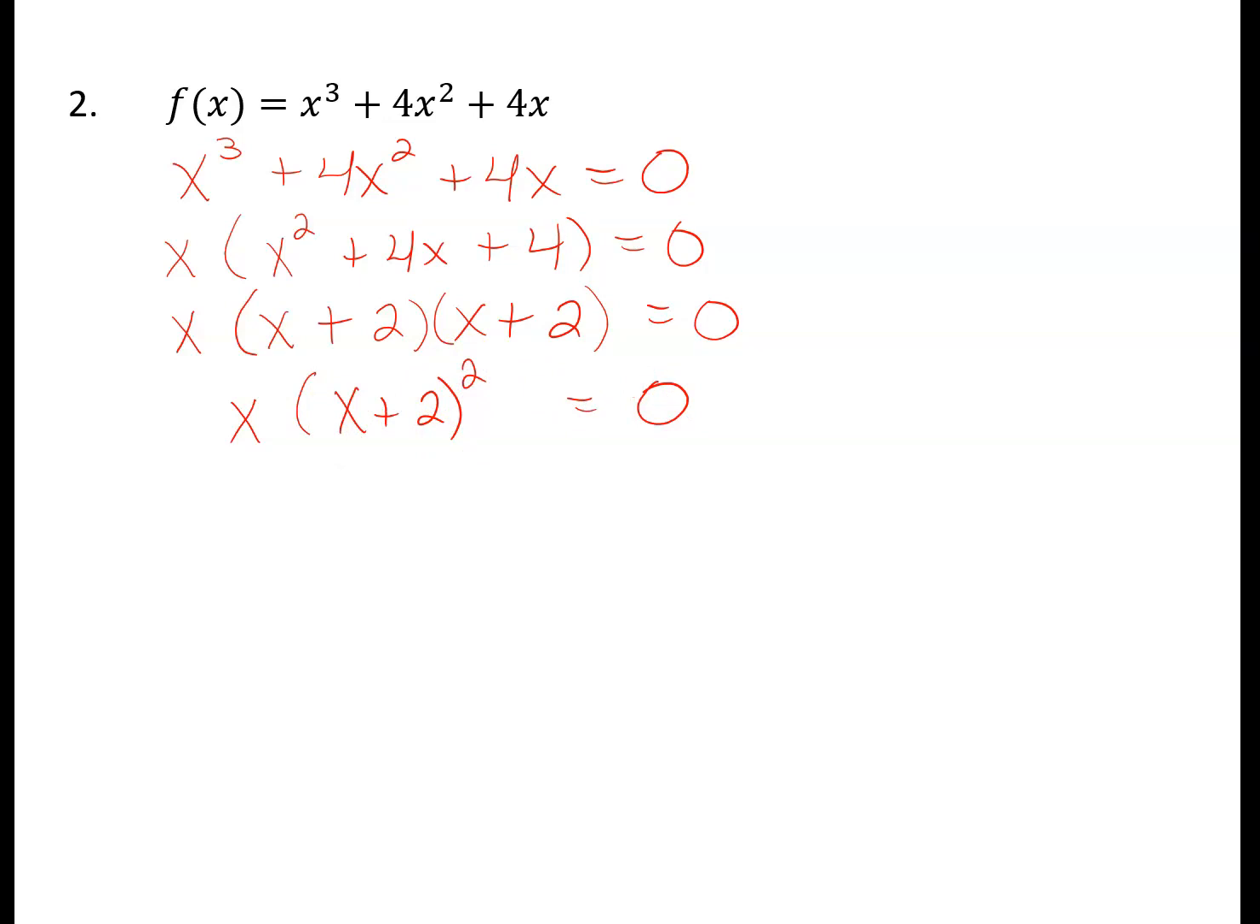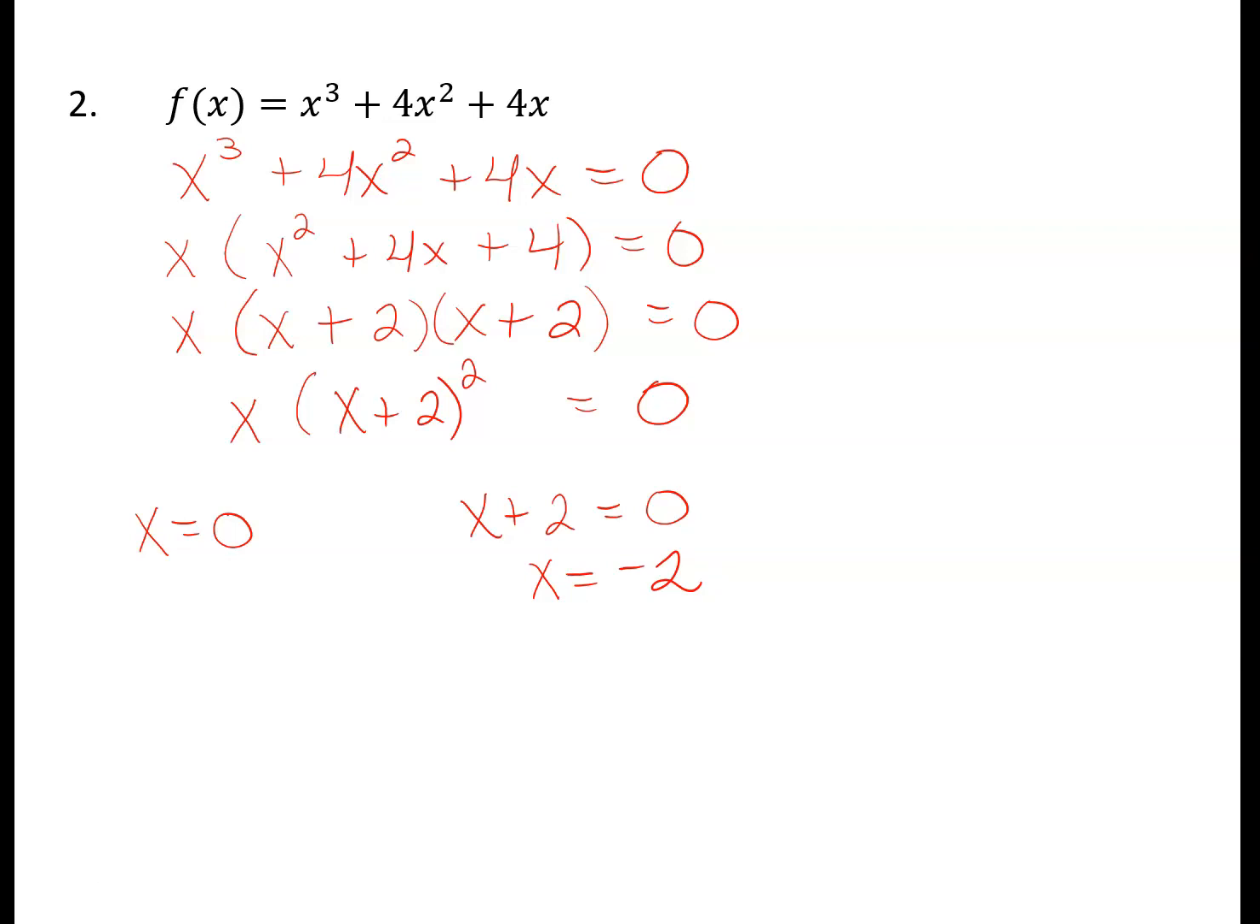Okay, set each factor equal to 0. So we're going to take just this x right here, that needs to be set equal to 0, and the x plus 2 equal to 0. This one needs to be solved, so we subtract 2 on both sides. So the zeros are 0 and -2.